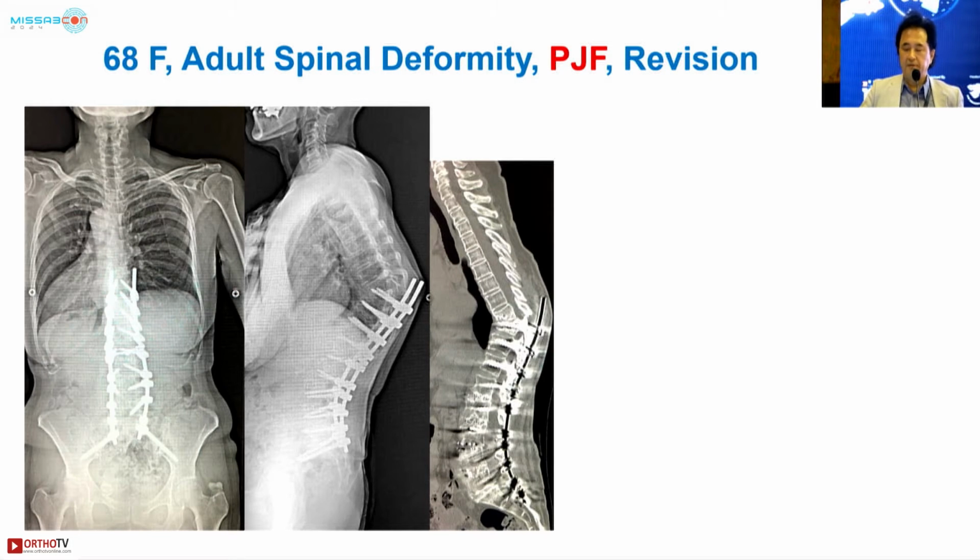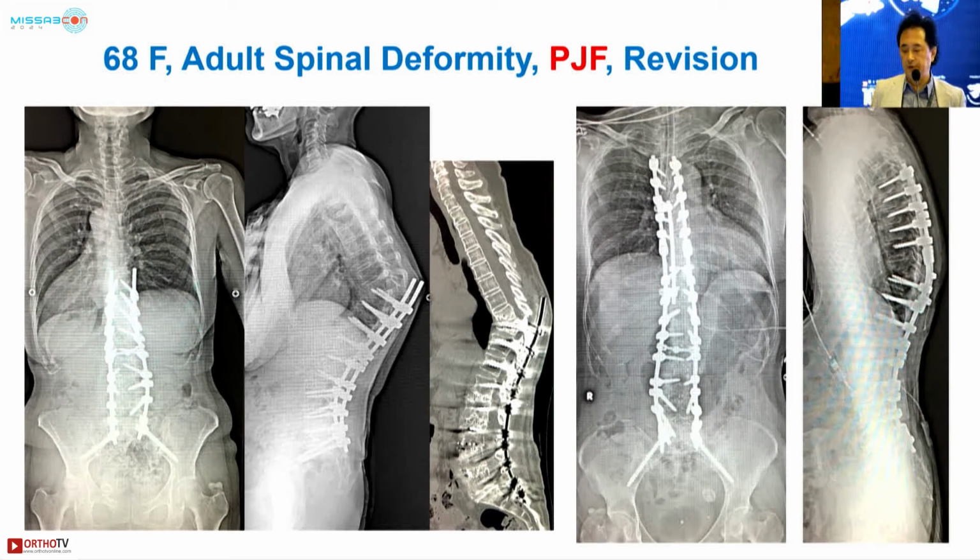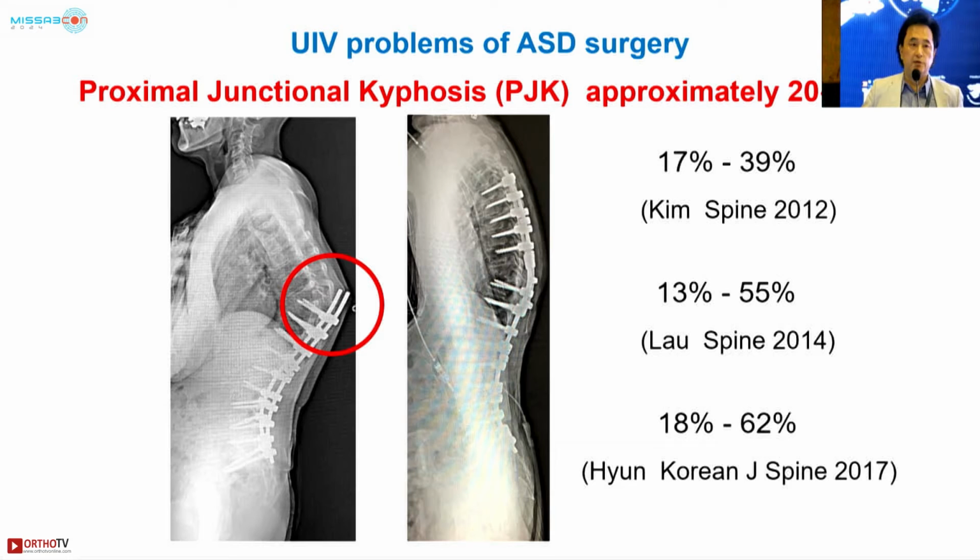For other spinal deformity, Dr. Ayush already mentioned a lot of complications, especially PJK, proximal junctional failure. For revision surgery, you need this kind of big surgery. According to the paper, the incidence rate of proximal junctional kyphosis is from 20 to 40%. It's very high.